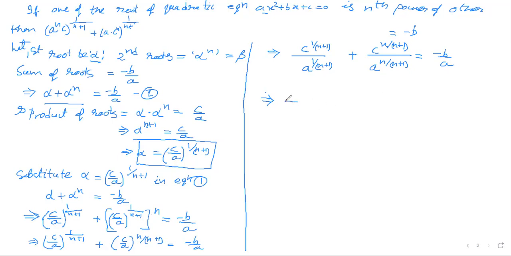Understood? Now when we take the LCM, what will be the LCM of the denominators? So we can use the method of multiplication also, na? When we are not getting any LCM, we multiply the denominators. Is that clear to you? So what will be the LCM of denominators? A to the power 1 by n plus 1 into a to the power n by n plus 1.